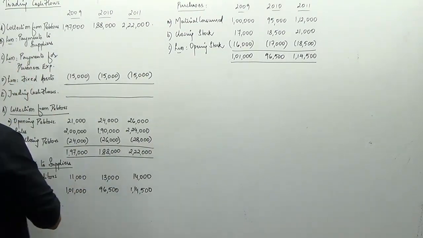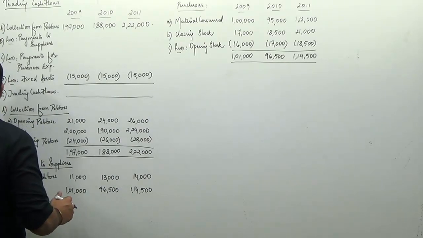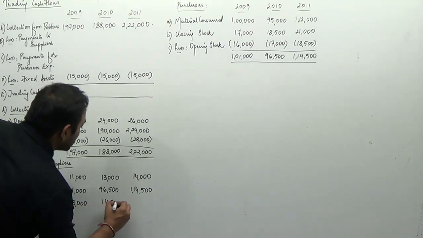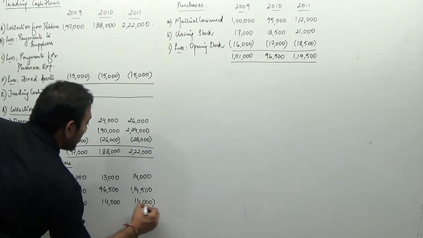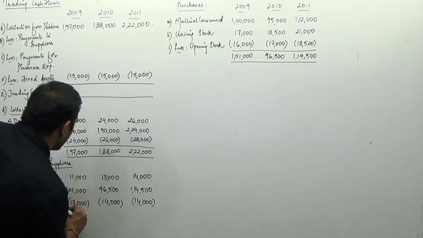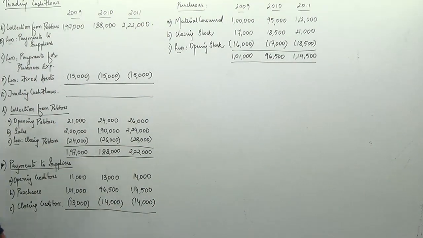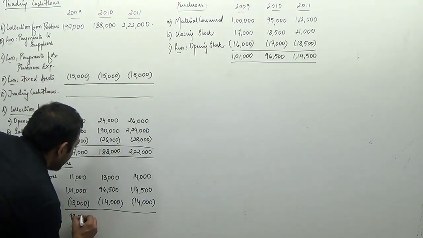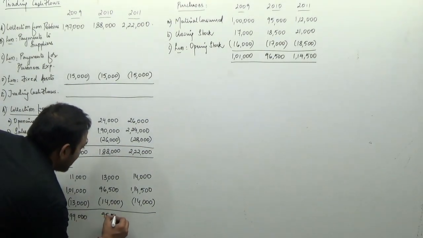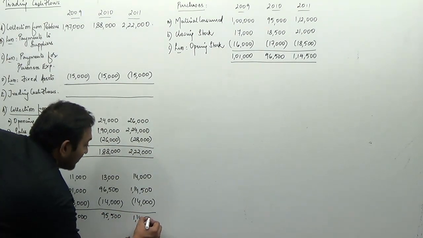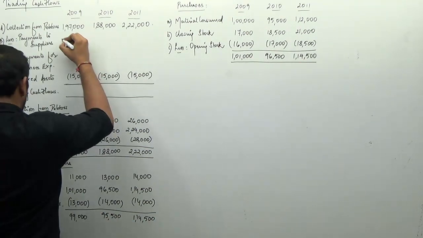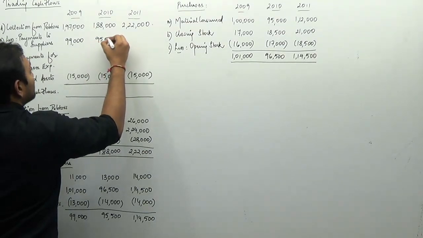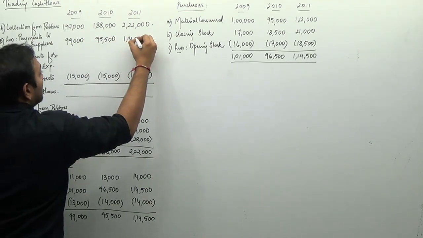Closing creditors. On closing creditors, check your liability side. 13,000, 14,000, another 14,000 should be reduced. We'll identify payments to my suppliers or the payment to creditors. First case 99,000. Second case 95,500. Third case 1,14,500. Place the values. 99,000 payment to suppliers. 95,500. Finally 1,14,500.